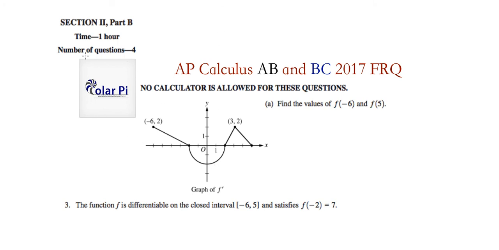Hey guys, welcome. So we're in section 2, which is FRQs, part B, because the no calculator section of the FRQs is called part B. And there are 4 questions in part B where you are not allowed calculators, and those are problems 3 through 6. And here we're doing problem 3, part A.